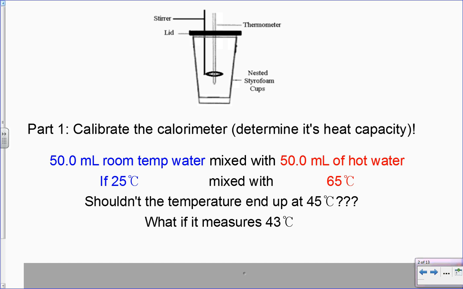So we actually can measure then, over that temperature range from 25 degrees Celsius up to 43 degrees Celsius, how much energy was stolen. And if we take that energy and divide it by that temperature difference, the difference between 43 and 25, we can calculate the heat capacity of that calorimeter. For every degree Celsius, how much energy does the calorimeter actually take? So that's really what we're doing in part one.